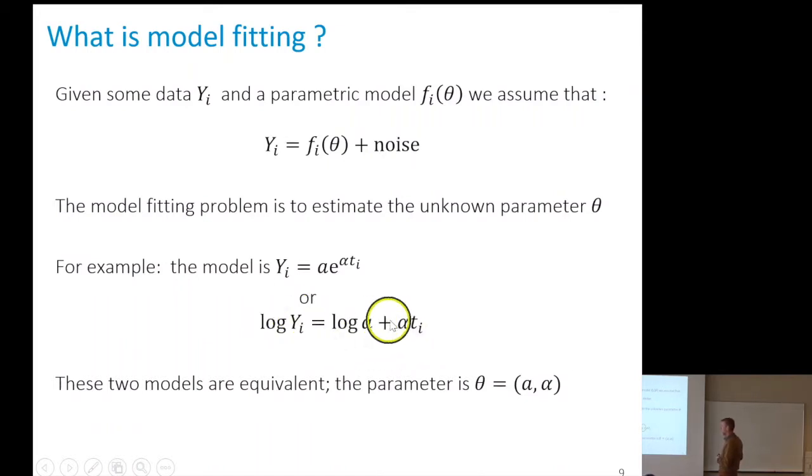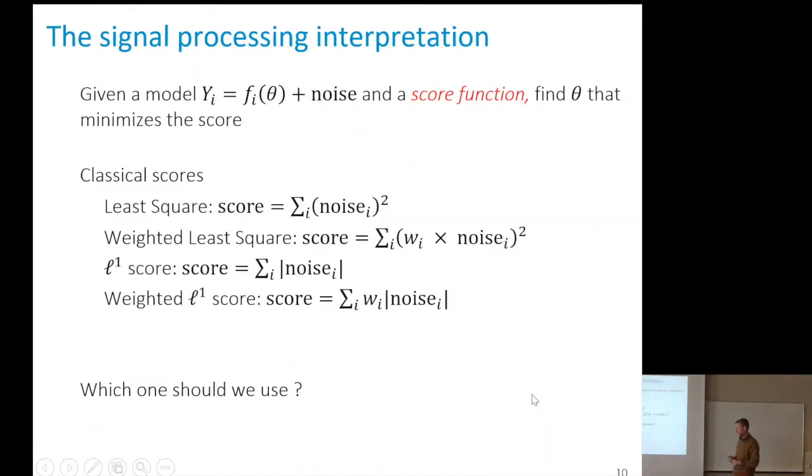Log of y is a constant plus alpha ti. Those are strictly equivalent things. So at this level, I don't see why one would be better than the other. Here the parameter is the sequence, those two numbers, A and alpha here.